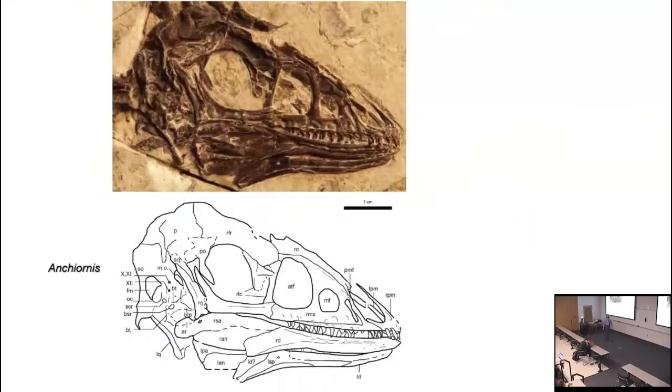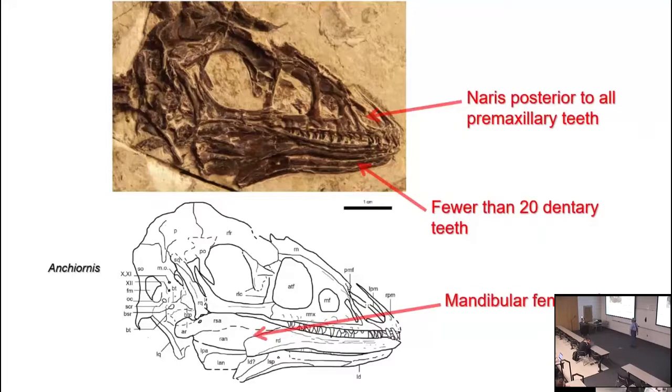And they do share traits with the rest of Avialae that deinonychosaurs don't have. For instance, the nares, the opening in the bone for the nostril region, extends posterior to all the premaxillary teeth. We don't see that in deinonychosaurs. They have fewer than 20 dentary teeth. And they've lost the mandibular fenestra.